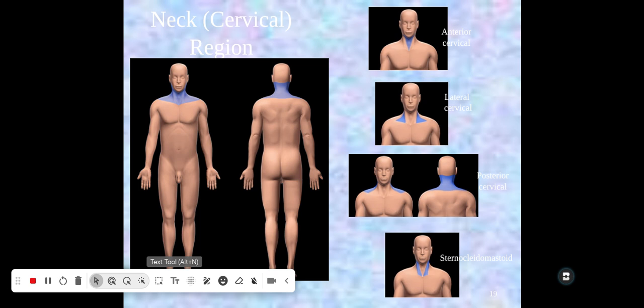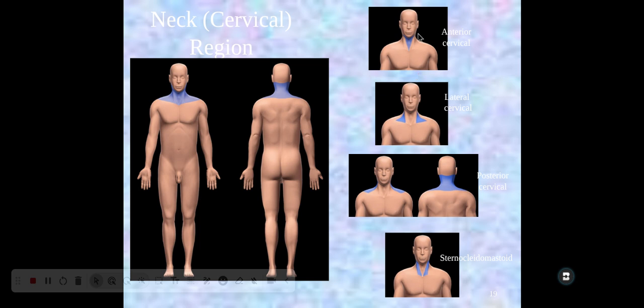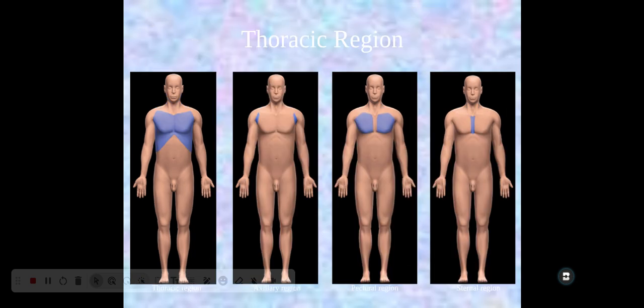Neck region, this is the cervical region. You have the anterior cervical, you have the lateral cervical, you have the posterior cervical, the sternocleidomastoid. You have a muscle with that same name. Okay, so it's all those things.